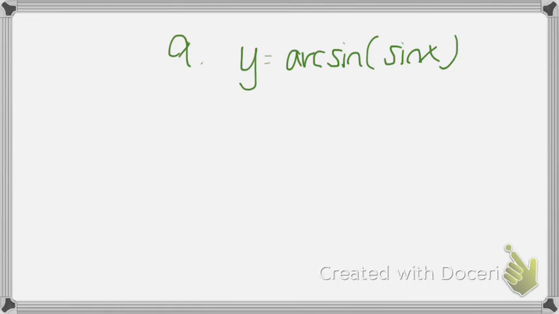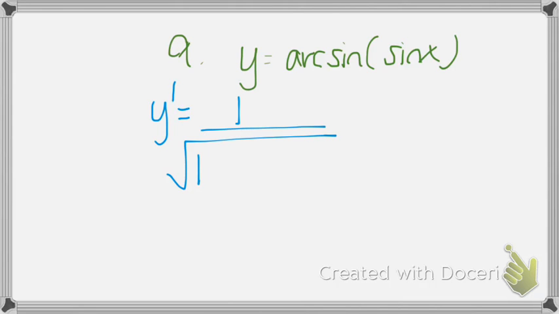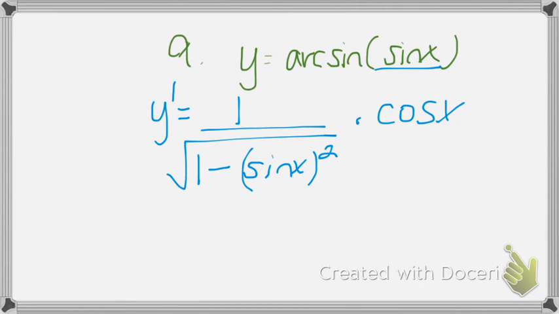Arcsine of sine. So the derivative of arcsine of sine is 1 over square root 1 minus whatever its arcsine of sine of x, squared, times the derivative of sine, which is the inside, which is cosine of x.